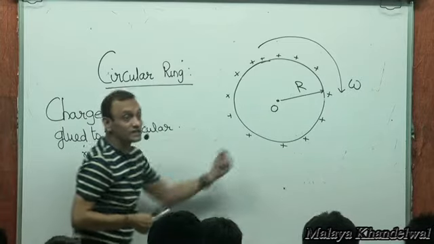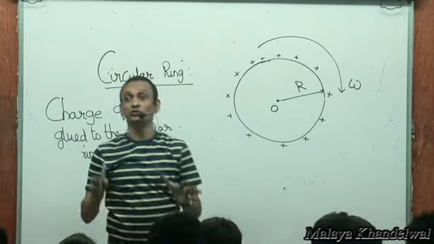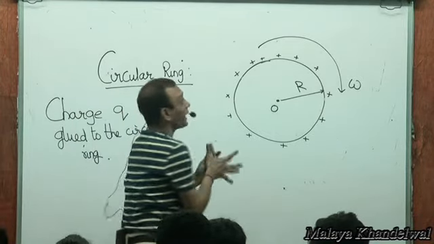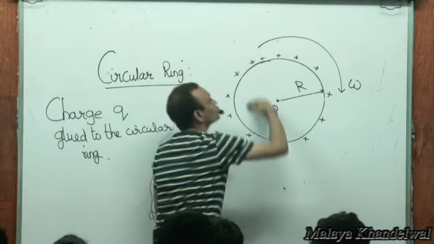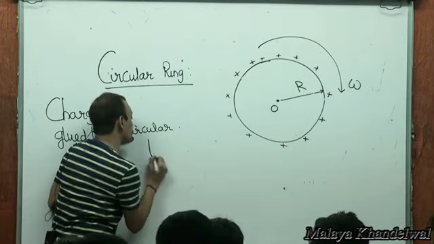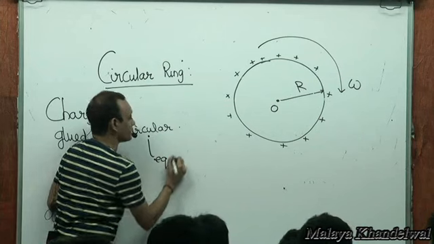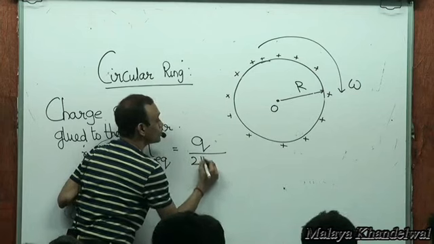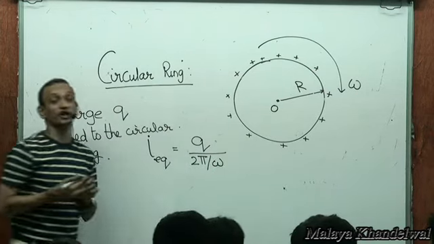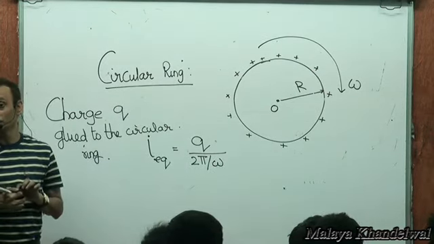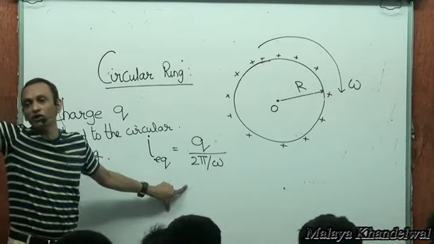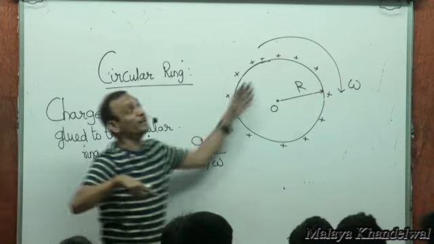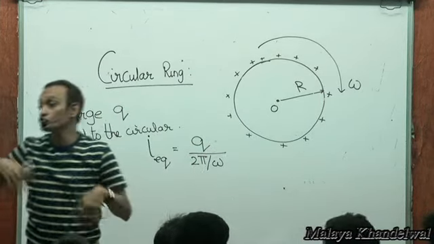Now if this ring is given an angular velocity omega, then one could imagine an equivalent current flowing through this ring. The equivalent current that one could imagine flowing through the ring is going to be Q divided by the time period of rotation, which is 2 pi by omega. That's the equivalent current that you can associate with it. Q divided by the time it takes for a full revolution, which is 2 pi by omega, omega being the angular speed. This is the equivalent current associated with the ring.